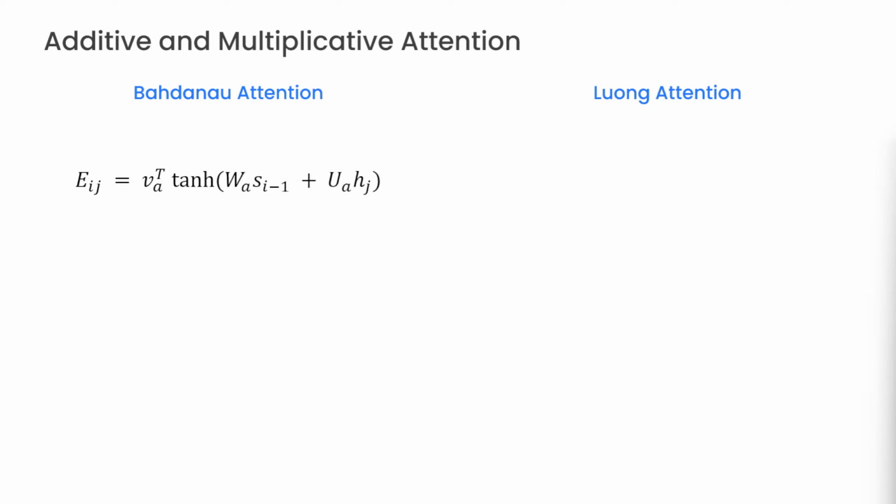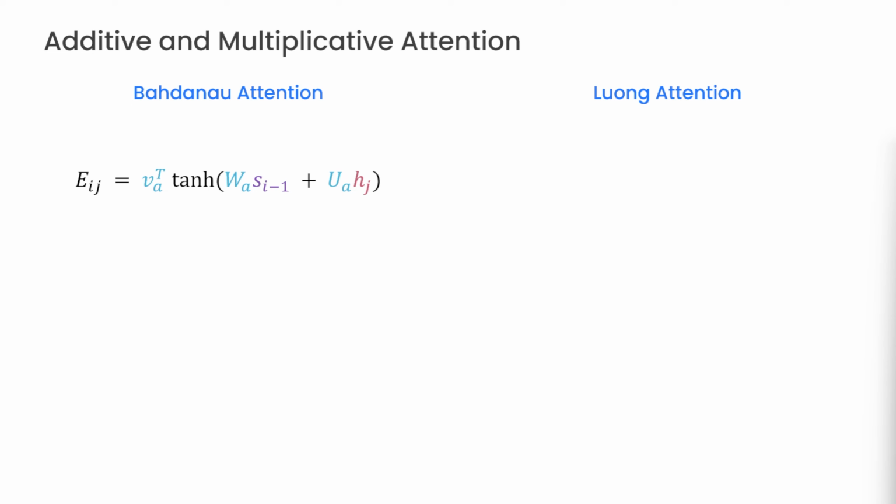The scoring function in Bahdanau attention works like this, where h of j represents the hidden state from the encoder, s of i minus 1 is the decoder's hidden state from the previous time step, and U_a, W_a, and v_a are weight matrices learned during training. Essentially, this function takes the encoder and decoder hidden states and produces a single score for each decoder time step. If this seems complex, don't worry, we'll break it down further with a visual explanation.